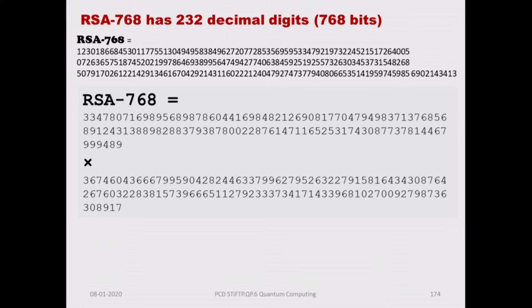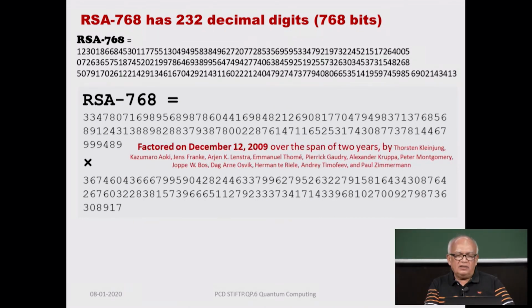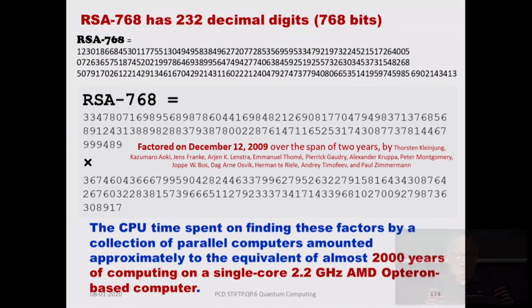There is this RSA 768. It has 232 decimal digits. This was factored in 2009, and it took 2 years to factorize it, and there were brilliant mathematicians working their way and programming some of the most powerful machines available. The CPU time spent on this corresponds to almost 2000 years of computing on a single core 2.2 gigahertz AMD machine.